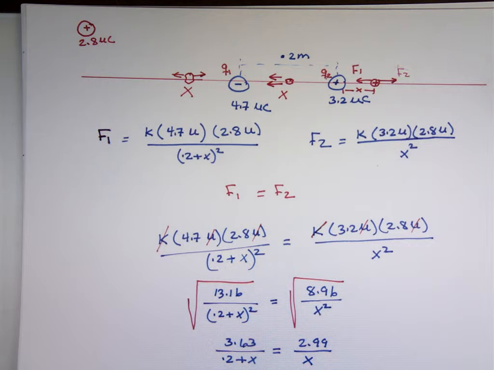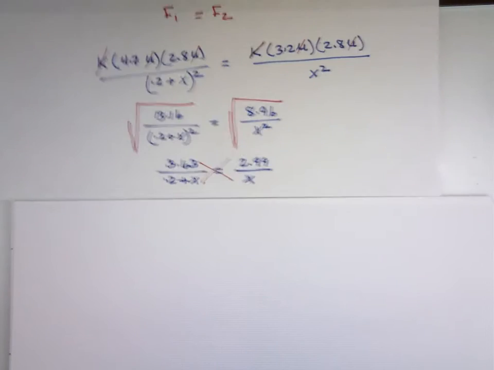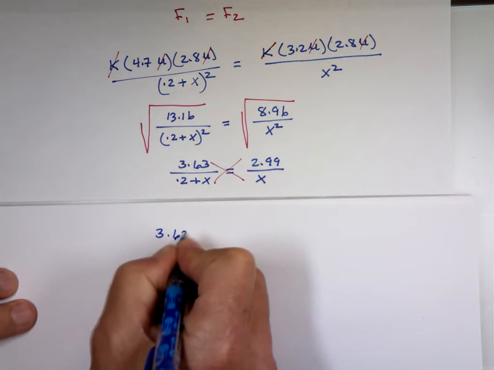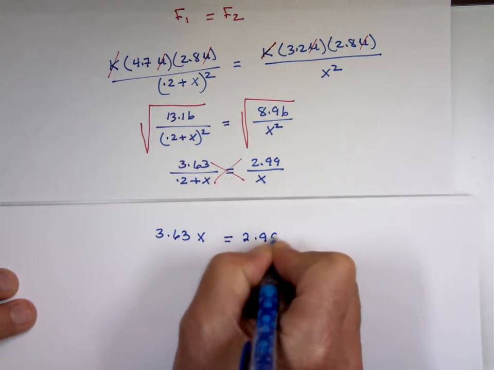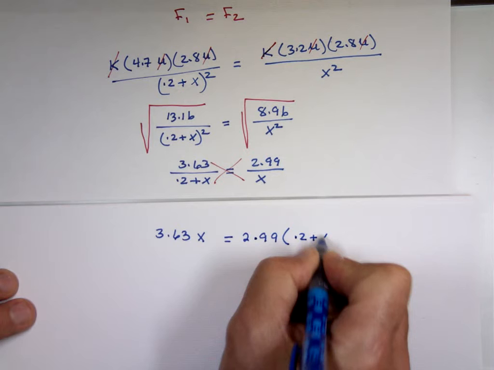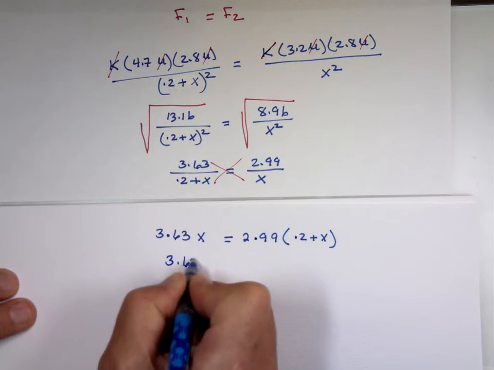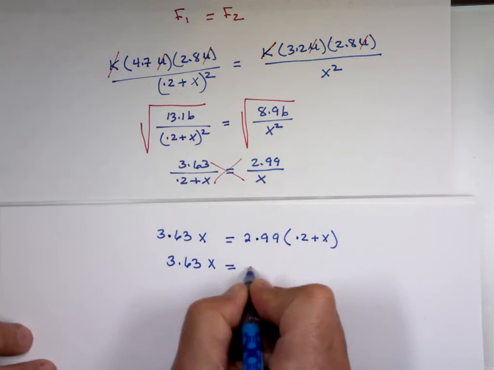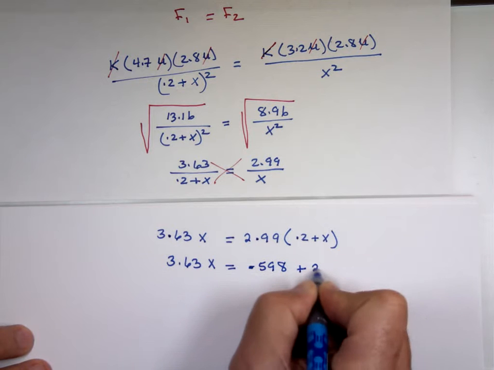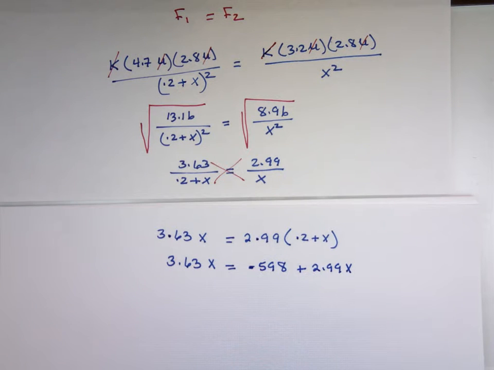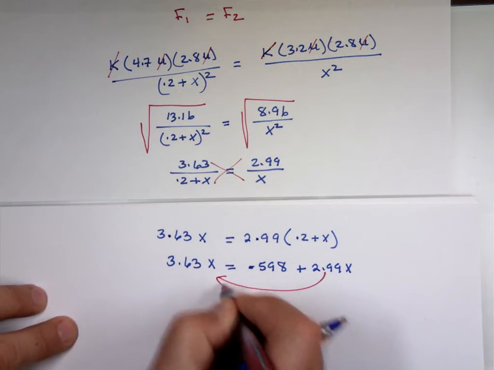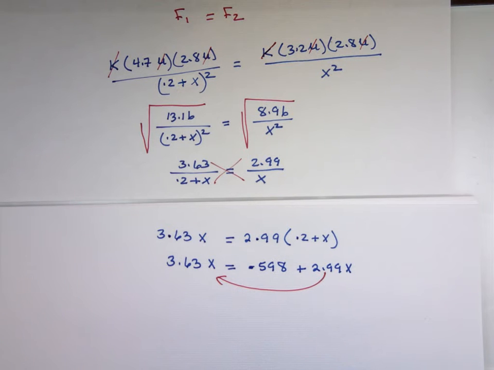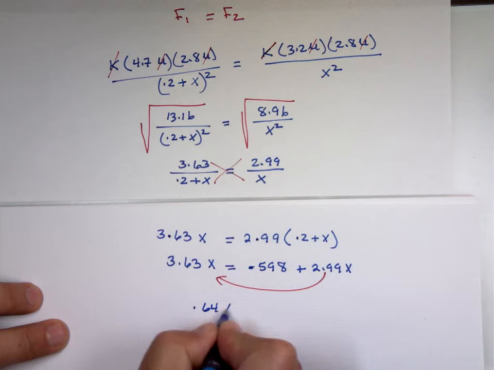Now we can cross multiply. 3.63 times x equals 2.99 times 0.2 plus x. 3.63x equals 2.99 times 0.2, and move all the ones with x to one side. 3.63 minus 2.99, 0.64x equals 0.598.